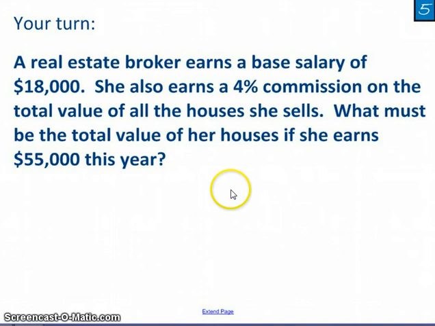Here's a last thing for you to try, and this is a perfect example of where you would use the lessons of chapter 1.3 in real life. Okay, I'm going to assume that you hit the pause button and you worked on this word problem, and now you're ready for me to show you how I got my answer to it.